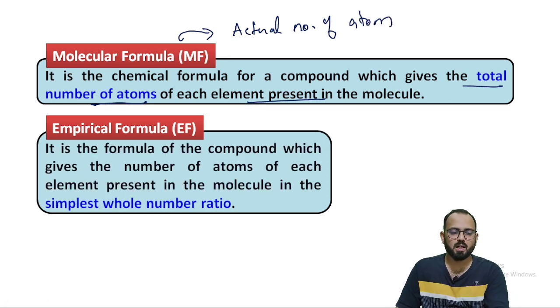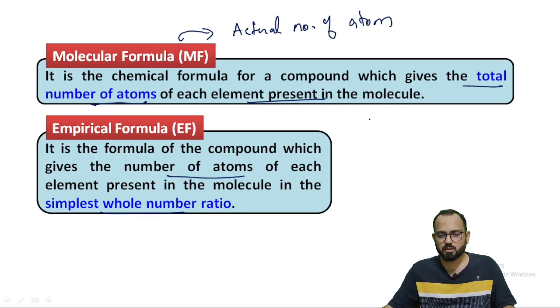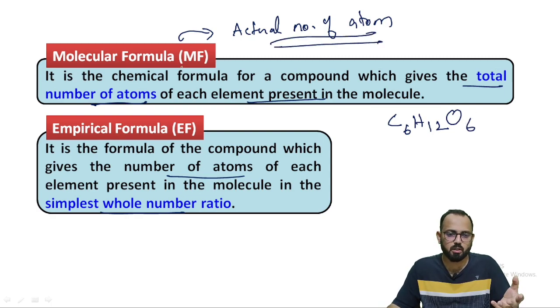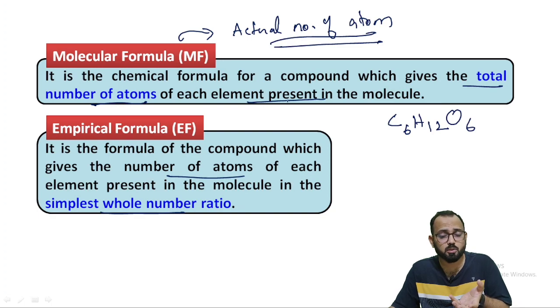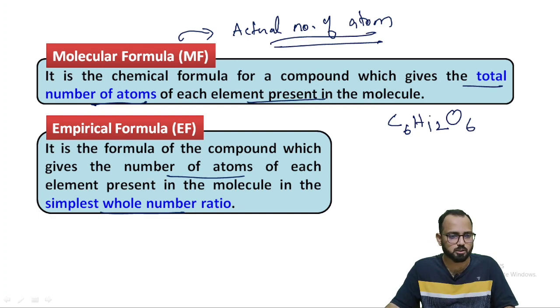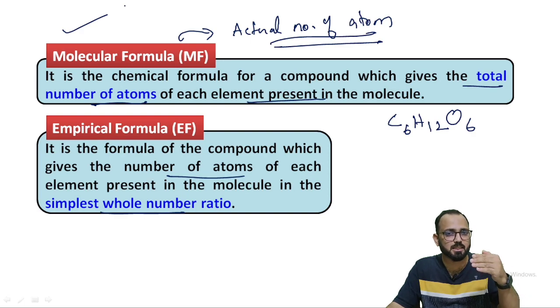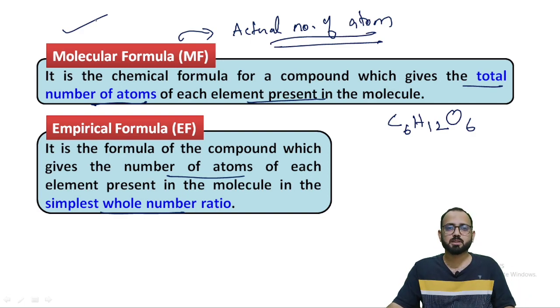And what is the empirical formula? It is just a simple whole number ratio of the actual number of atoms present in a molecule. It is the formula of the compound which gives the number of atoms of each element present in a molecule in the simplest whole number ratio. In a nutshell, as we are discussing glucose, this is the molecular formula of glucose, the actual number of atoms present in glucose. Glucose contains 6 carbon, 12 hydrogen, 6 oxygen. So this is the molecular formula. But the empirical formula is the simplest whole number ratio of atoms present in a molecule.